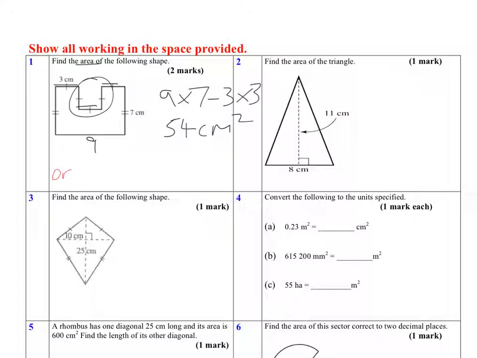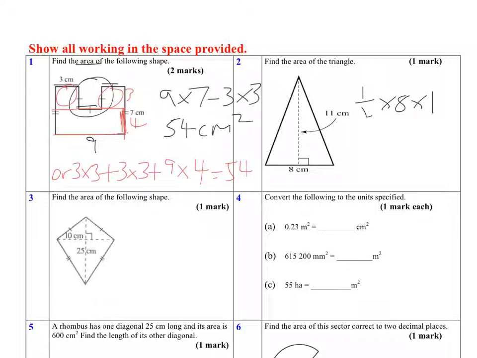Or you can break the rectangles up and you'll have this one, 3 times 3, plus this one, 3 times 3, plus this one, which will be 9 times the length here. Well, if that's 3, that has to be 4. And obviously you get 54 also there. Now the area of the triangle, half times by the base, which is 8, times by the height, gets you 44 centimeters squared.